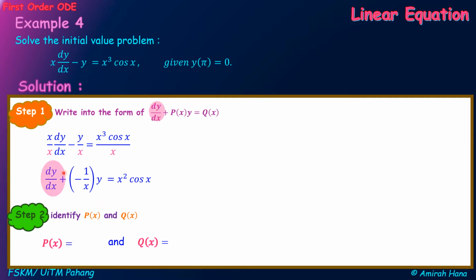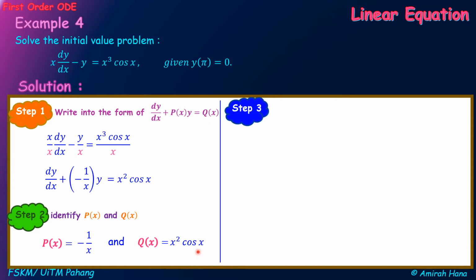Step 2 is to identify p(x) and q(x). We compare one by one. We have dy over dx in the first term, and then plus p(x) equals negative 1 over x. p(x) must be the term beside y. And then q(x) equals x squared cos x.